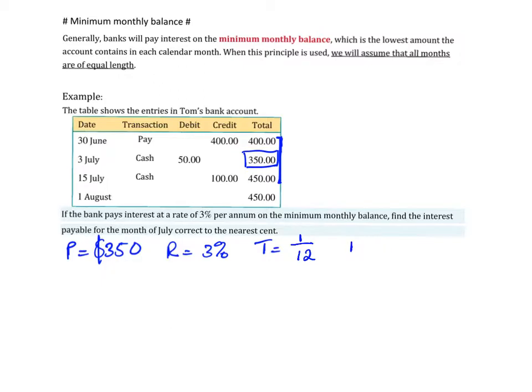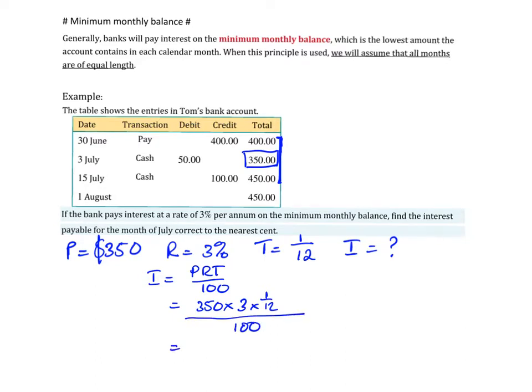And so therefore I'm now looking for what the interest was in July, and they want it correct to the nearest cent. So again, I is equal to PRT on 100, in this case 350, times 3 times 1/12, all divided by 100, and we put that into our calculator and we get, to 2 decimal places, because it's dollars and cents, 0.88, which is 88 cents, which is not a lot of money, is it?